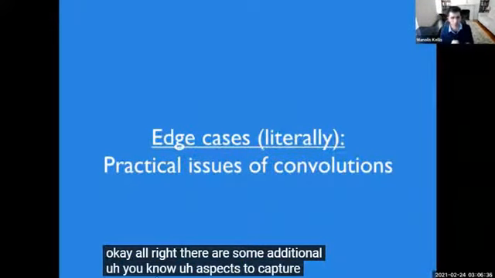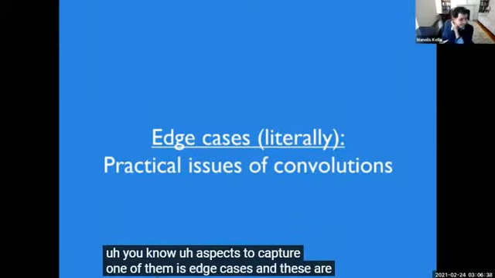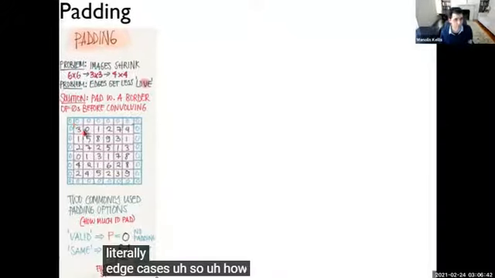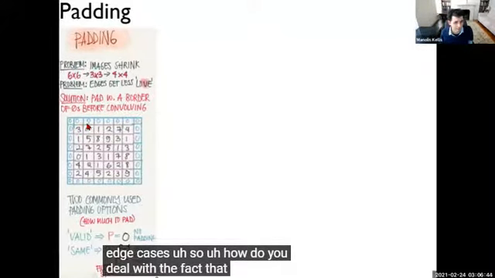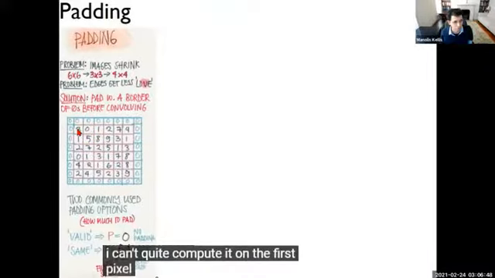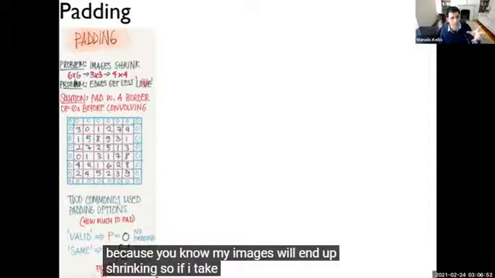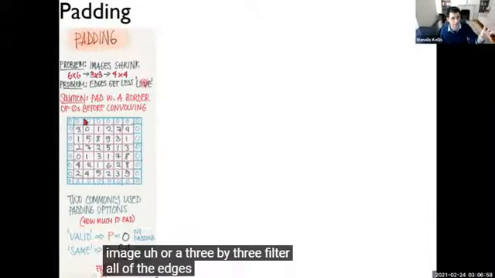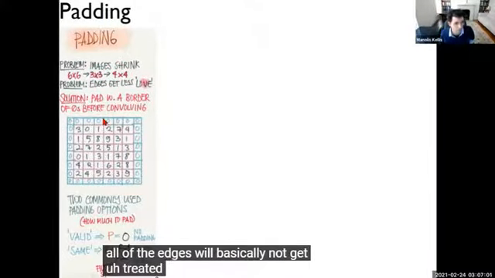There are some additional aspects to capture. One of them is edge cases. These are literally edge cases. So how do you deal with the fact that when I compute my convolution, I can't quite compute it on the first pixel because my images will end up shrinking. So if I take a 6x6 image and a 3x3 filter, all of the edges will basically not get treated well.